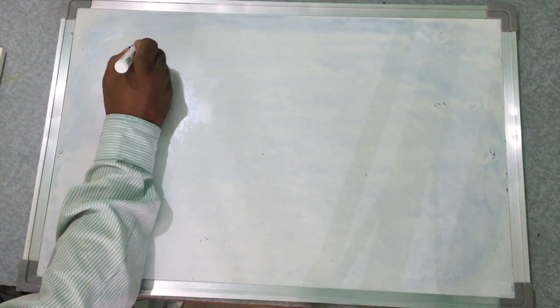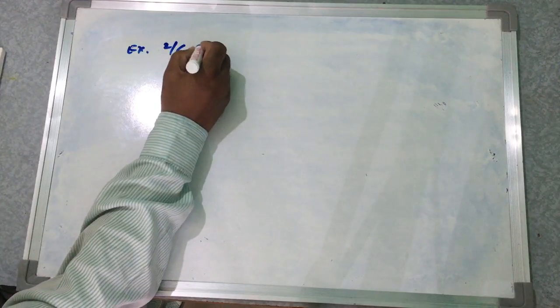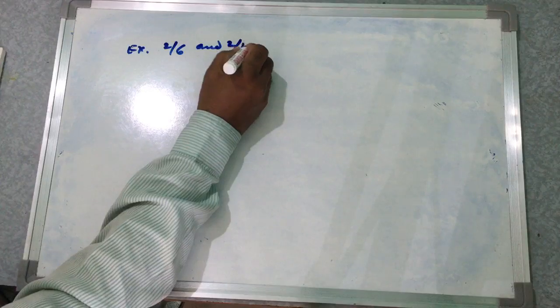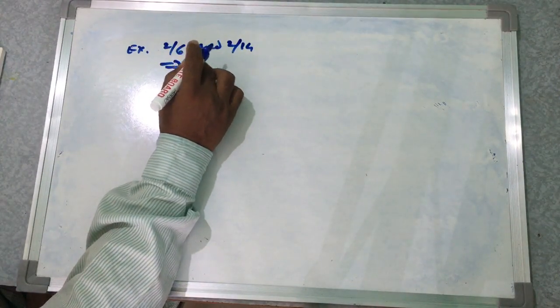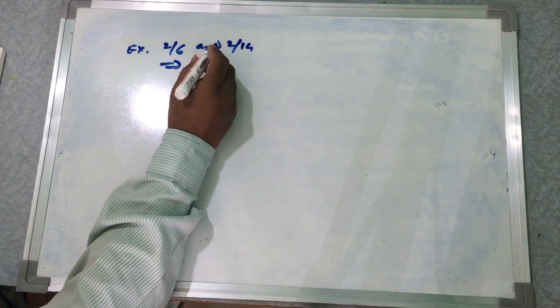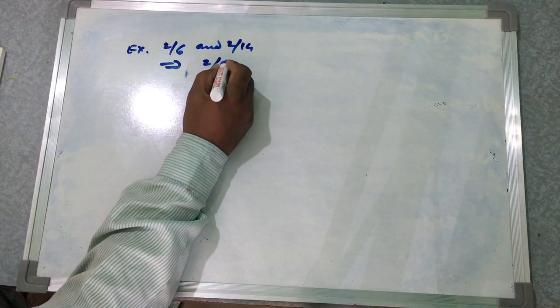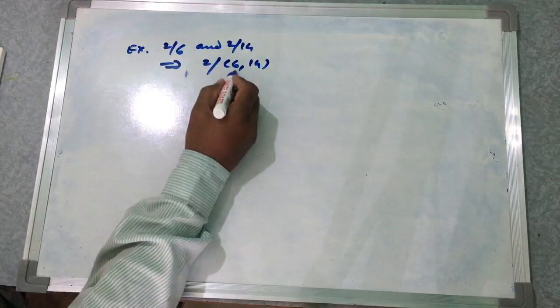So for this example, 2 by 6 and 2 by 14, it implies that 2 by 6 and 14. This is the result.